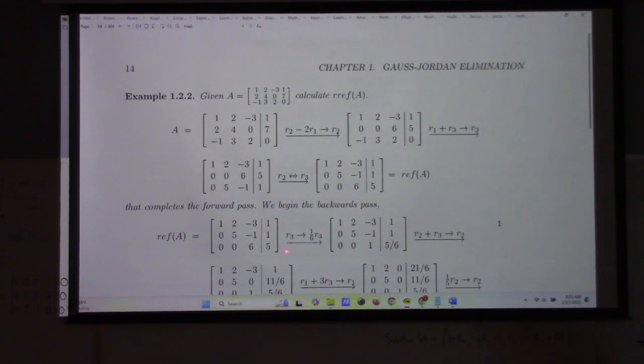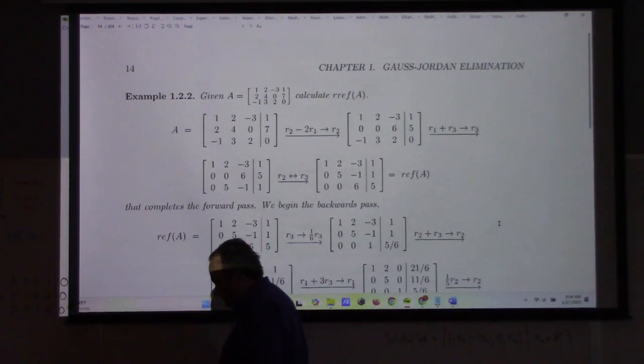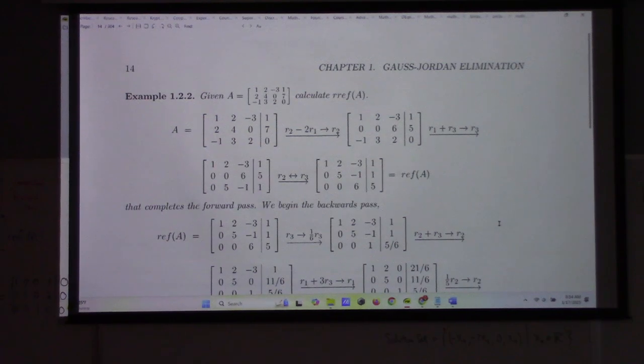Then I begin the backwards pass. I start by rescaling the last row to 1, so I divide by 6. That gives me this. Fractions. But once you have that, you can easily zero out everything above, because you just add row 3 to row 2, and you add 3 times row 3 to row 1. That gives us this, and then that, which brings us to 21/6, 11/6, and 5/6, as written there.